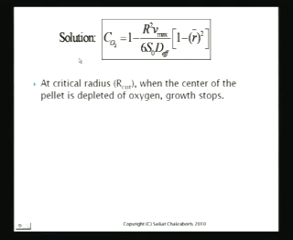So let me show you the definition of that. The critical radius is defined as that radius when the center of the mold is depleted of oxygen, and if the center of the mold is depleted of oxygen, then the growth stops, because the thing has to push from outside. So this is a radius that we want to evaluate, and how would you evaluate that?